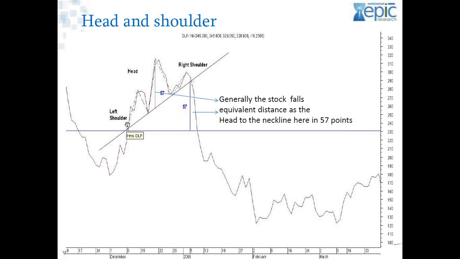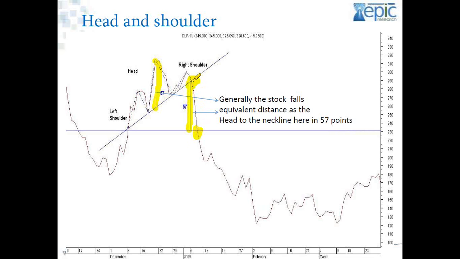DLF share. This was the left shoulder, this was the head, this was the right shoulder, and this is the neckline formation. Now the distance between the neckline and the head is somewhere around 57 points, and that was our target. As you can see, this is almost 57 points. So how is the target calculated? From the breakdown, you draw a line, it will be 57 points. So this will be your entry point and this will be your target.